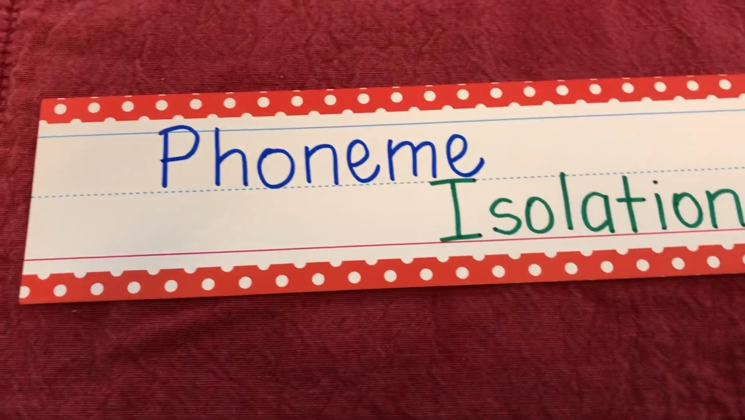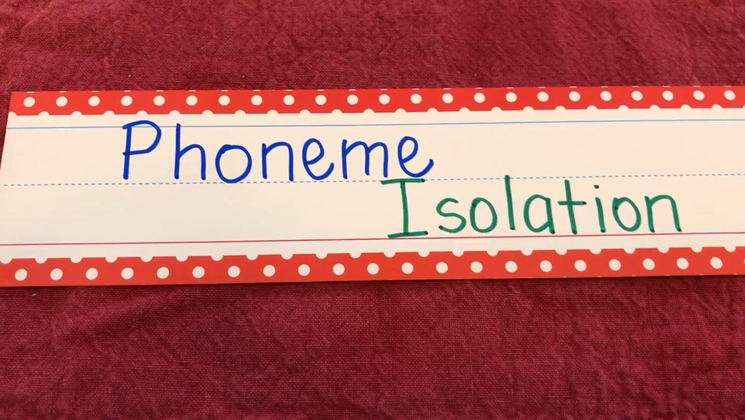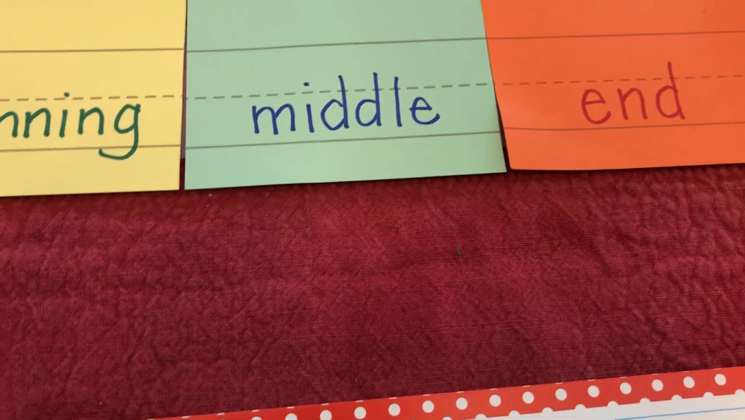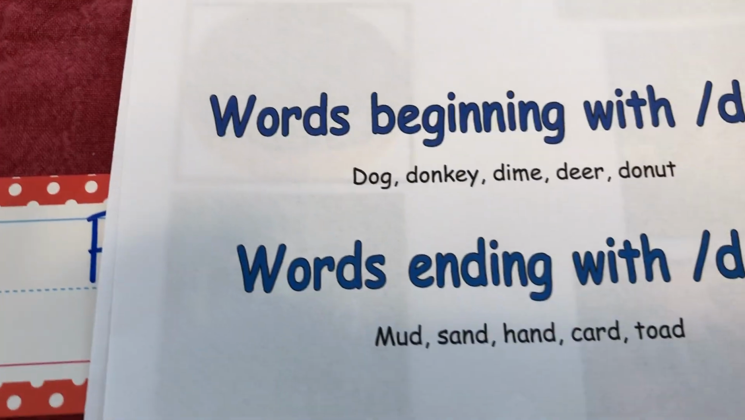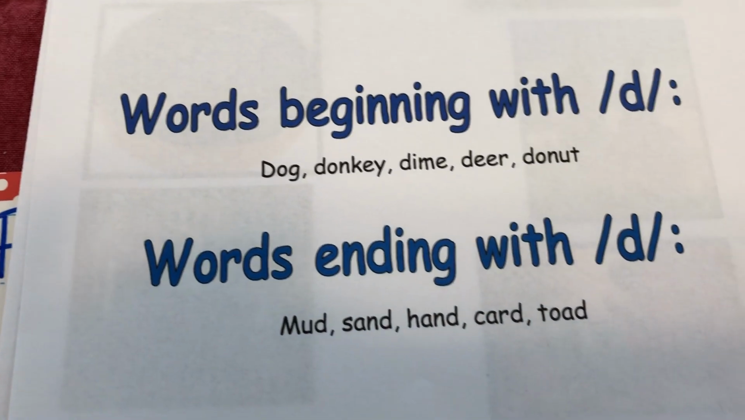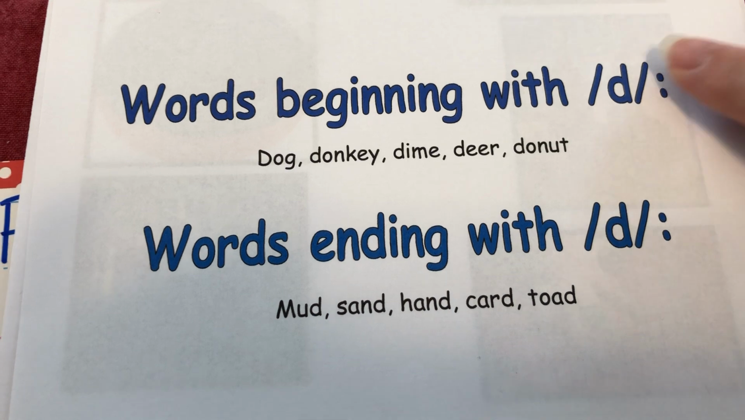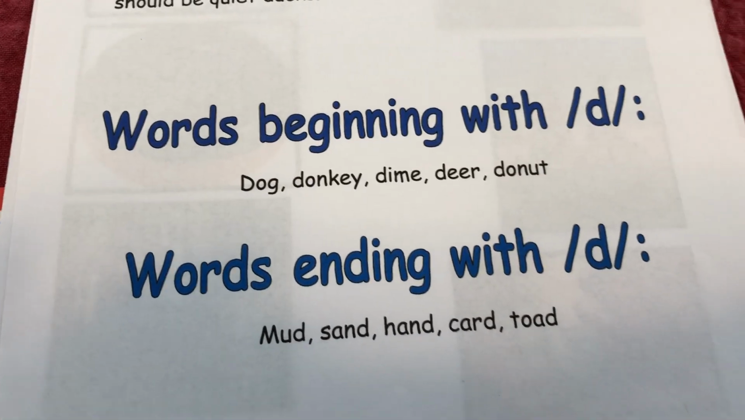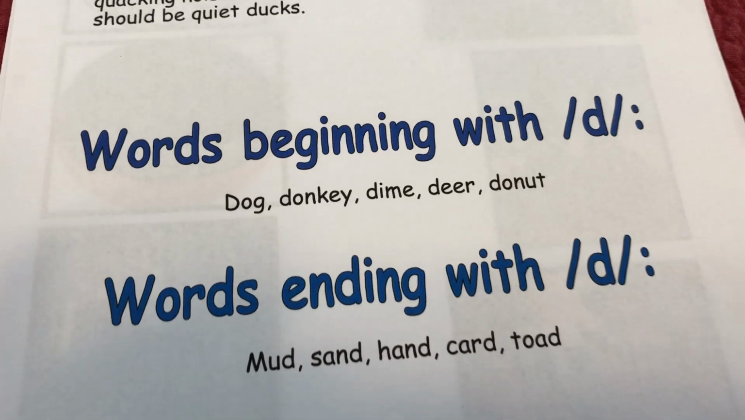For instance, phoneme isolation is just listening for a particular sound and determining whether that sound is in the beginning, the middle, or the end of the word. I have some words here that begin with D. And this is the way to start. Do you hear it at the beginning of the word or do you hear it at the end of the word? Words that have D at the beginning would be like dog, donkey, dime, deer, donut.